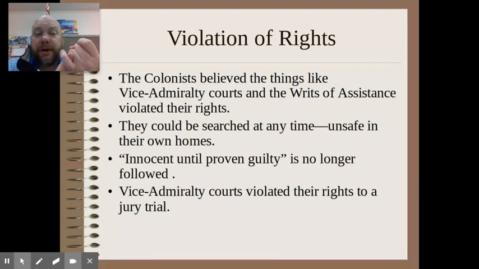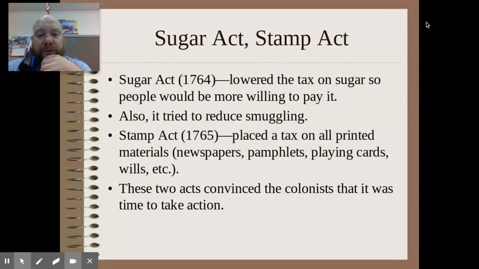They don't have jury trials, trial by jury. They're not innocent until proven guilty. They're having their homes searched for no reason, and basically they're just becoming more and more frustrated.